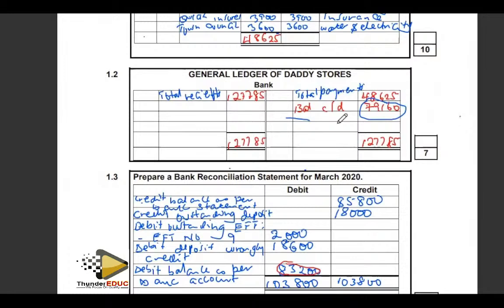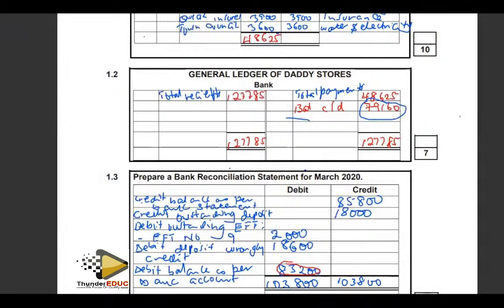Quickly, let me find out the difference between the two. The difference between our totals, minus 79,160. The difference is 4,040 rand. So we don't have such an amount in our question.